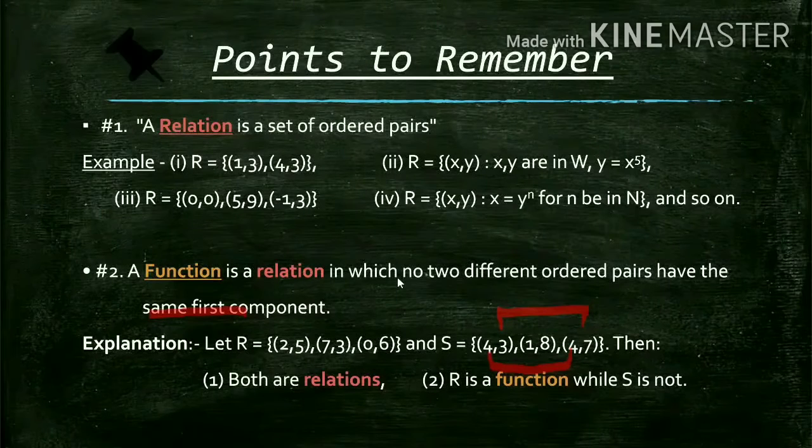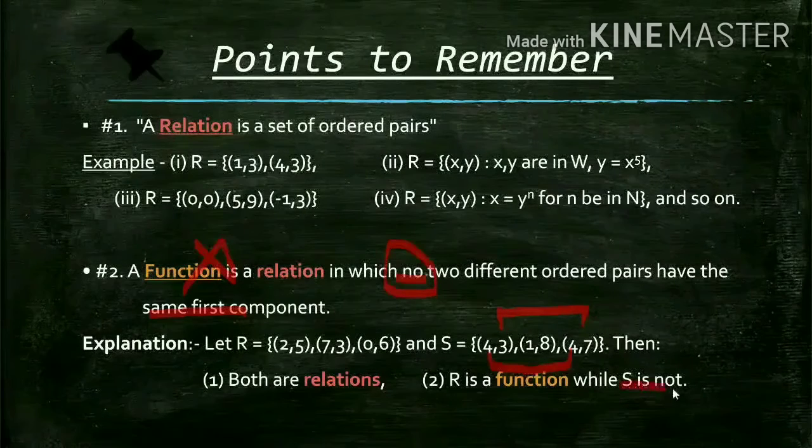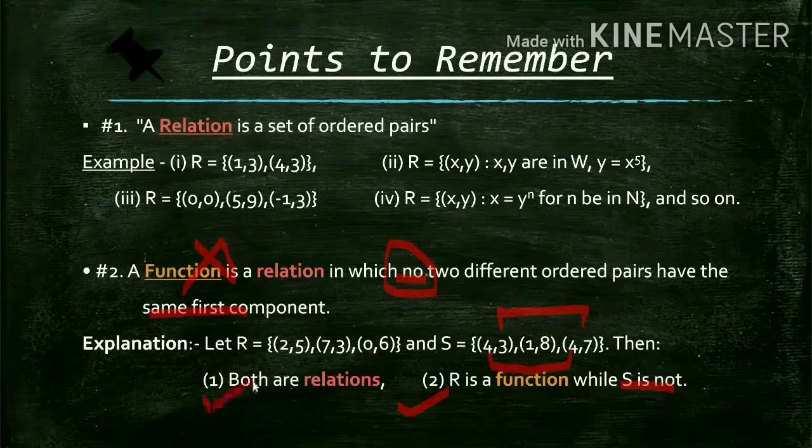So I am getting two ordered pairs which have the same first component. So this condition is not satisfied. That means it is not a function. So this statement is correct, that S is not a function and R is a function. So I can say both the statements are correct.